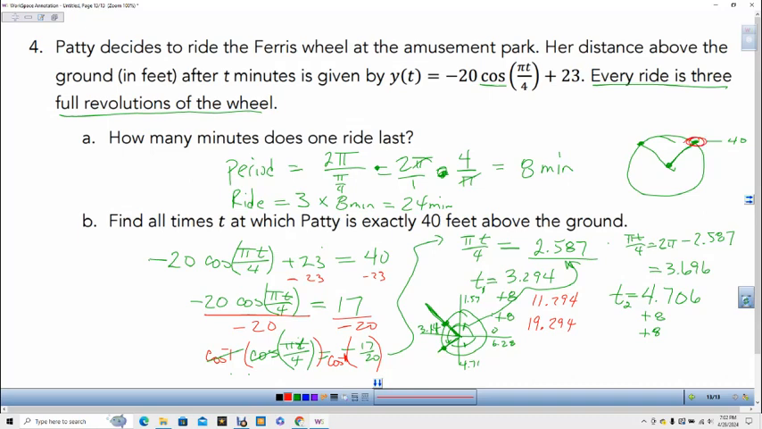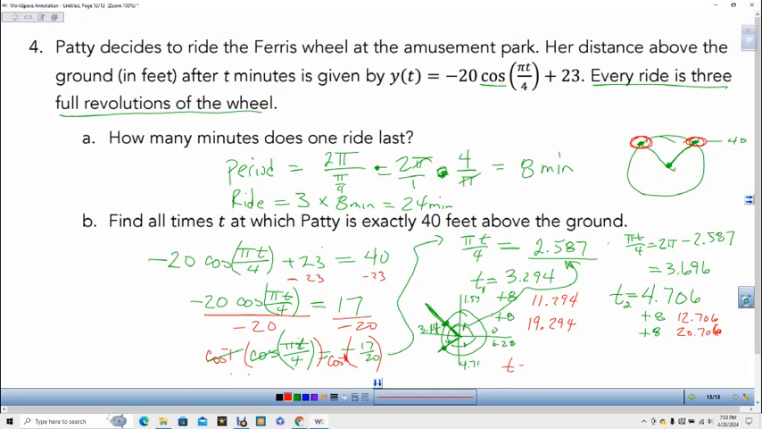And then at 4.706 and at 12.706, I added the 8 to it, and 8 more is going to give me 20.706. At those 3 points right there, it's going to be hitting at this point right here. It's going to hit it the first time at 4.706, and then 8 minutes later it's going to complete a whole cycle and get right back to that exact same point. So those are all the times that it's going to be at exactly 40 feet above the ground.